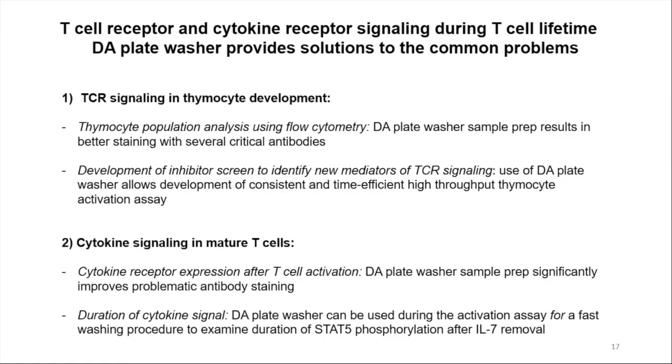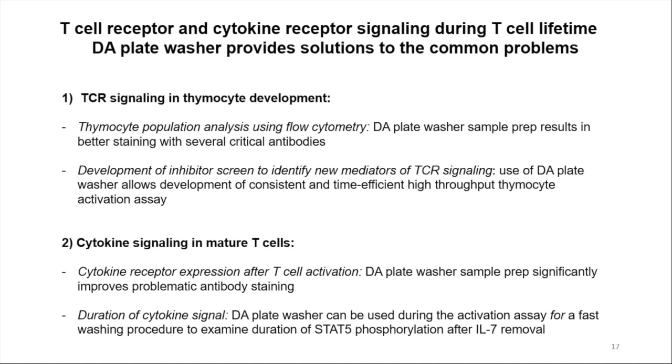So in summary, we are using a lot of flow cytometry to look at the TCR and cytokine receptor signaling. And for our experiments looking at thymocyte development, we get significantly better staining intensity for the thymocytes using several critical antibodies. We have used the DA plate washer to develop a very consistent and time-efficient high-throughput thymocyte activation assay.